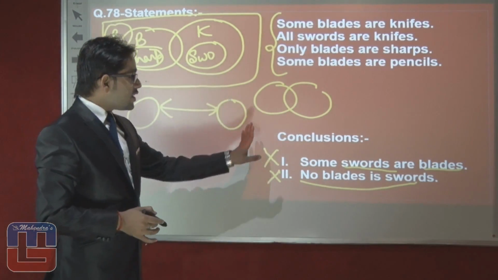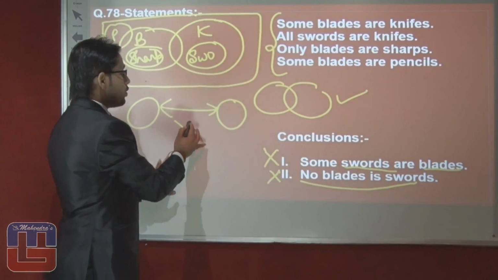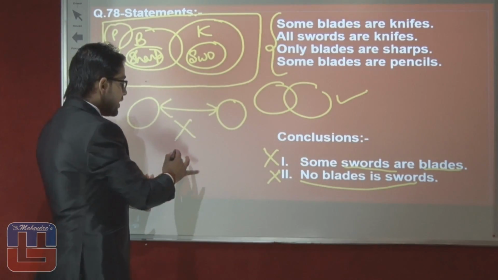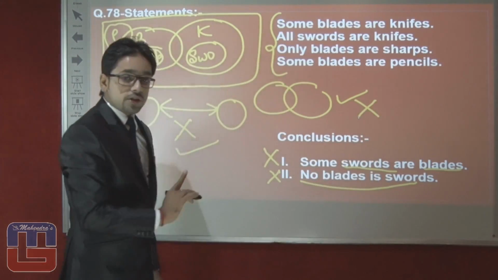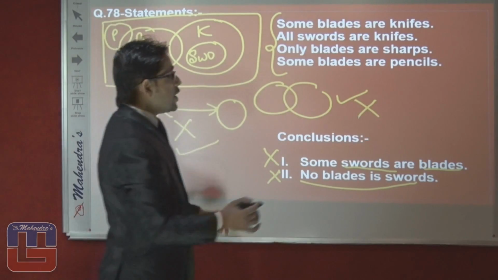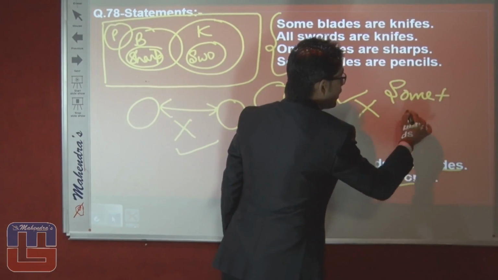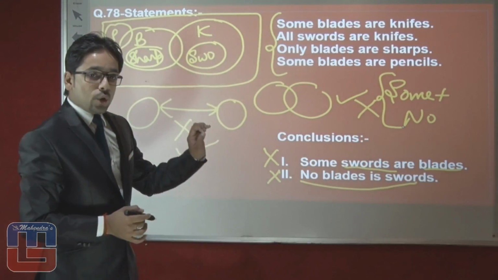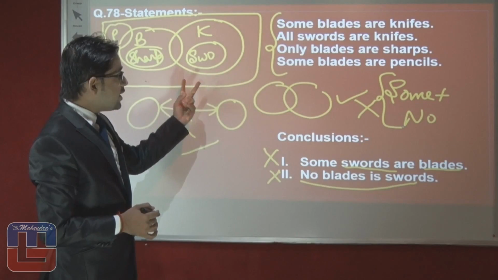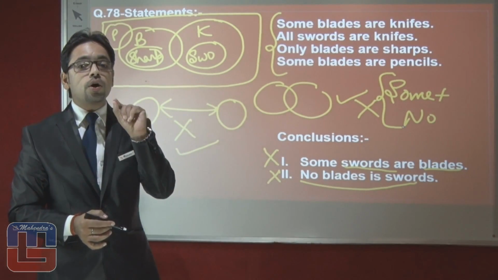If the first conclusion is true, then you can say that the second conclusion is always false. If the second conclusion is true, you can say that the first conclusion is always false. So this is the case whenever you find some positive plus no, and you have taken no relation between these two entities. The right answer will always be either 1 or 2.